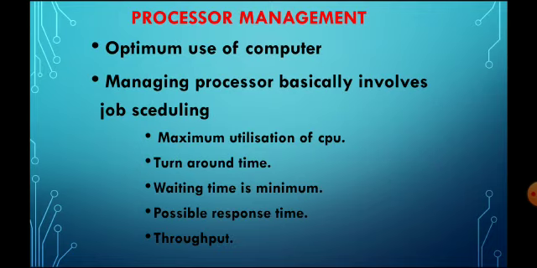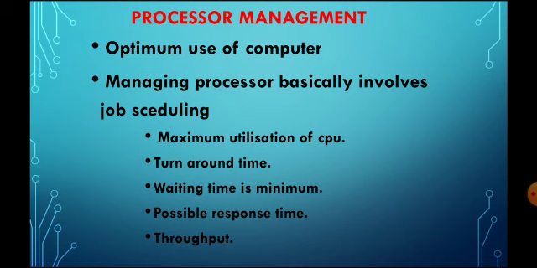Here, the processor has to be utilized properly. Optimum use is made of this resource. Here, optimum use means meeting process consumption demands. Who will do this? The operating system. Next, job scheduling. Managing the processor basically involves job scheduling.